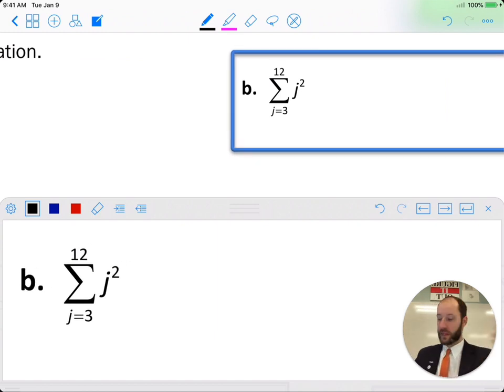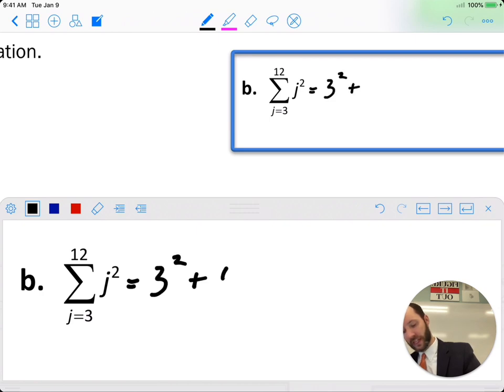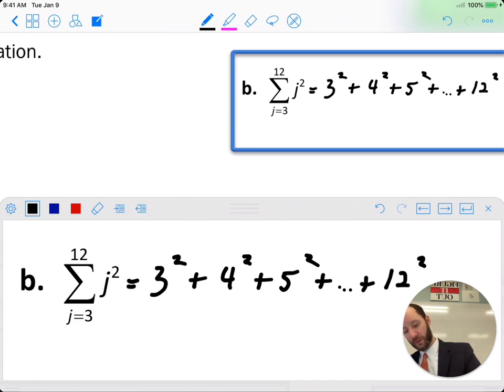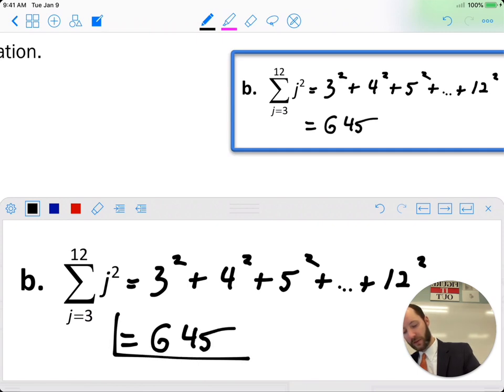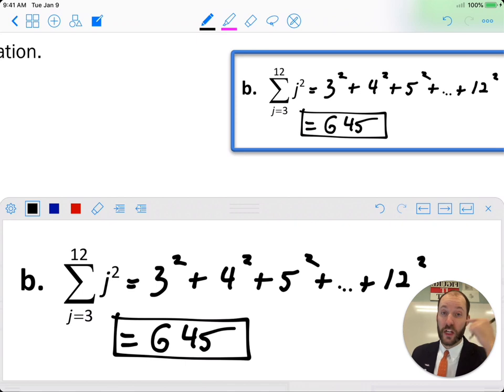Over here in example B, we have j squared. So j, the first term, is when j is 3. So 3 squared, just that's the rule you're going to apply. And you're going to go all the way to the 12th term. Add that all up, you get 645. So the summation of j squared from j equals 3 through 12 is 635.